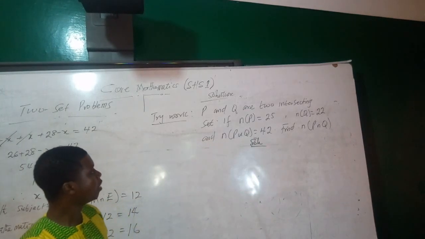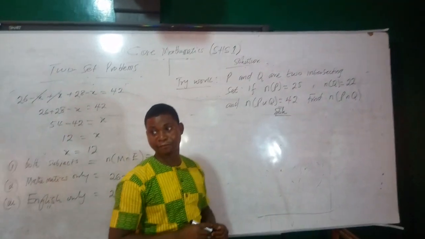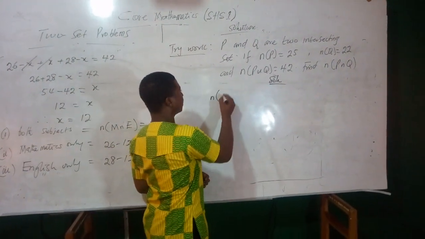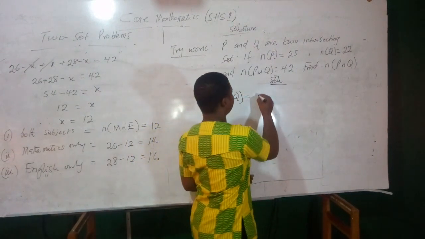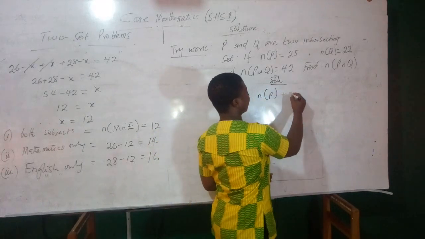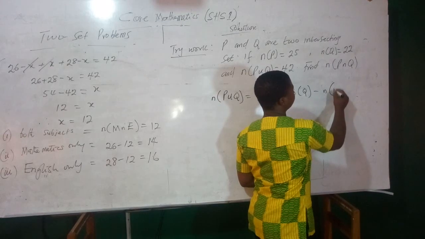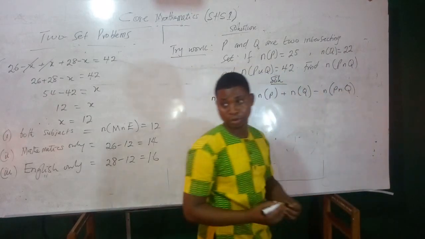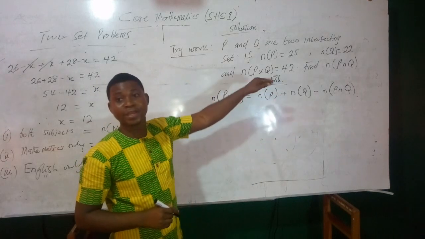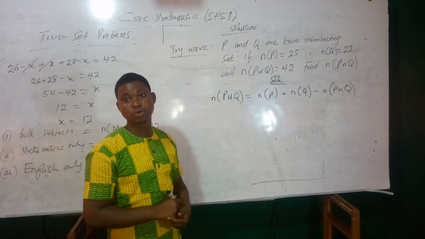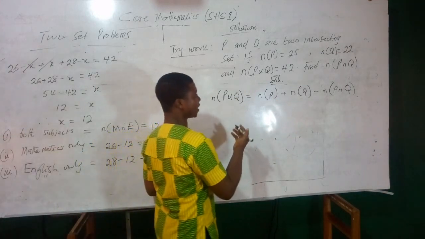We said, when you want to find, I think we developed the formula for this. We said n of P union Q is equal to n of P plus n of Q minus n of P intersection Q. That's what we said. And this question is also demanding us to find n of P intersection Q. So the best thing that you need to do is to make n of P intersection Q the subject. So let's do that first.